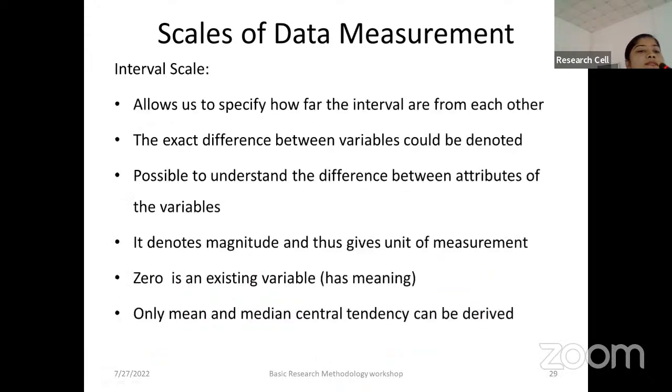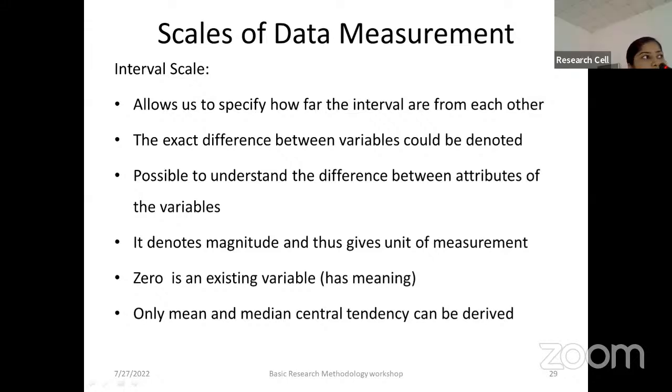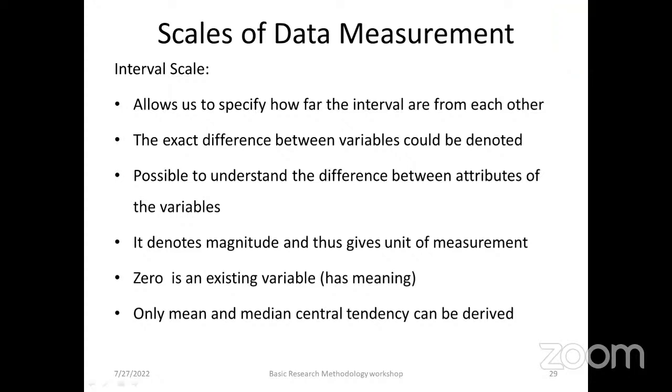Next, or the third scale, is the interval scale. This allows to specify how far the intervals are from each other. Okay, the exact difference between the variables could be denoted. Okay, here the zero is an existing variable. When we say zero, it means something. Okay, and here only mean and median central tendencies can be derived. I guess we have not done this, but in the coming sessions, we'll be coming to these central tendencies.